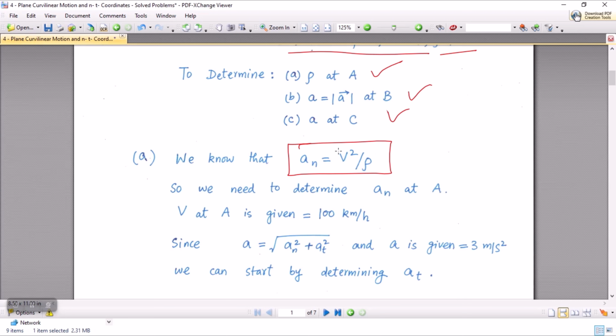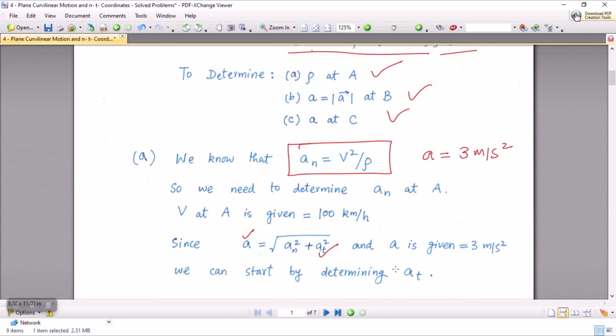At point A, if we apply this expression, v is given but rho is not given. Instead the total acceleration is given at point A, which is 3 meter per second square. A sub n contains the rho quantity which needs to be determined, and V is given, so the first thing we should determine is A sub t. Because if A sub t is known, we already have A which is given, and A sub n is V square over rho where V is also given. Then we can put it in this expression to calculate rho back.